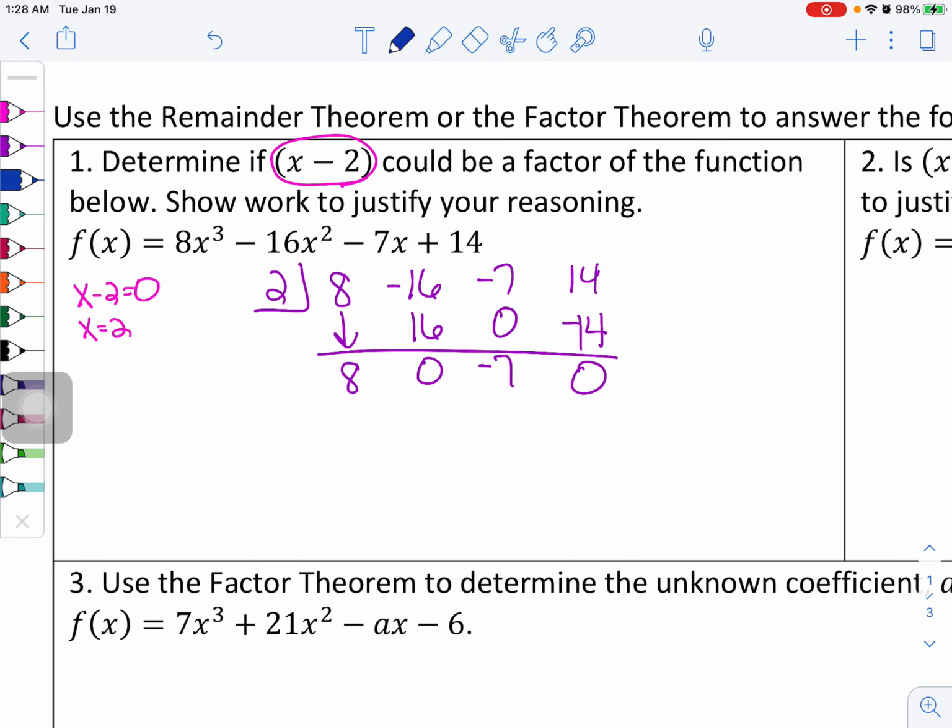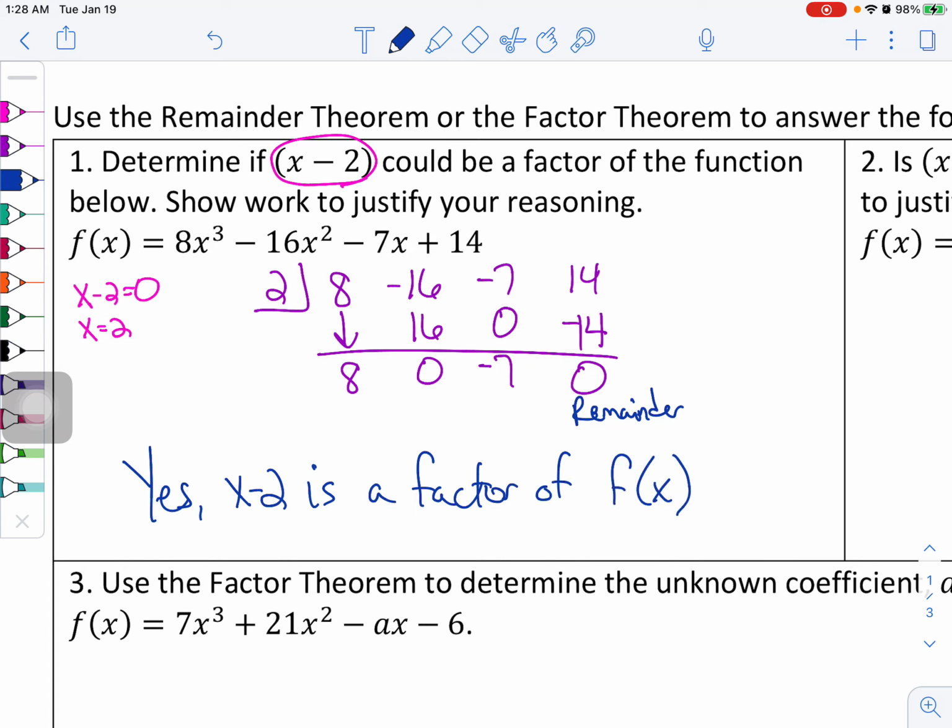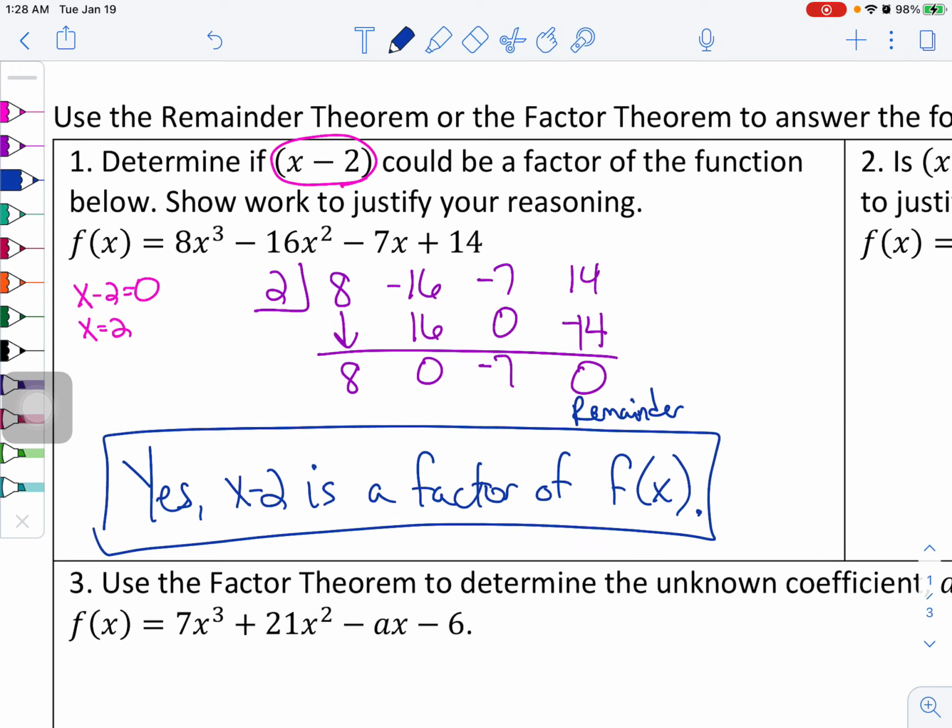Now, this last value is my remainder. Because my remainder is 0, yes, x minus 2 is a factor of f of x. Had to look at what the notation was. So the answer is yes. Okay, as long as you divide accurately and you get a remainder of 0, you have a factor.